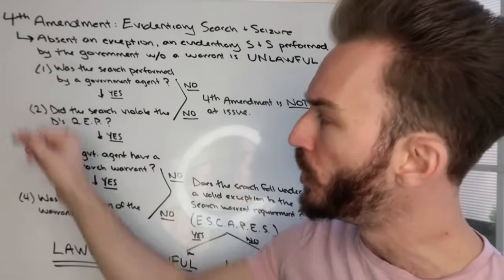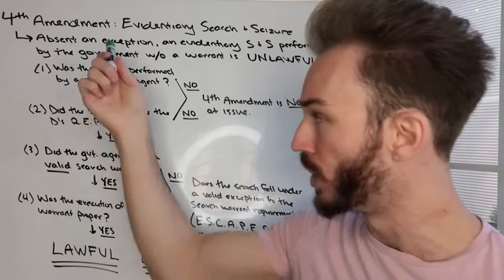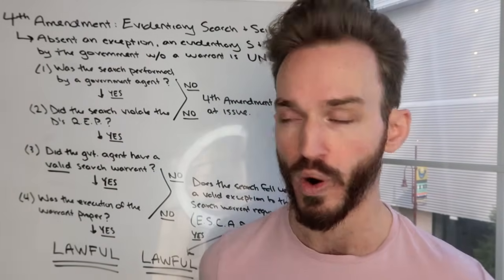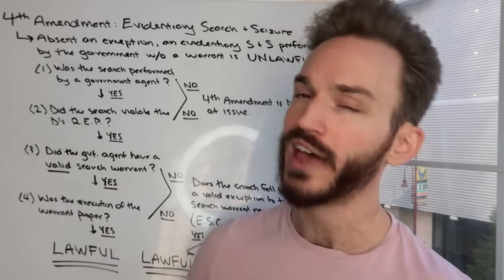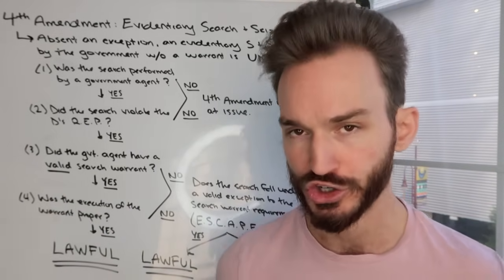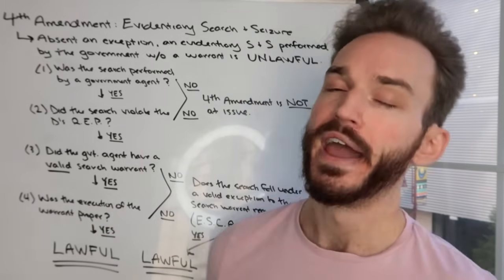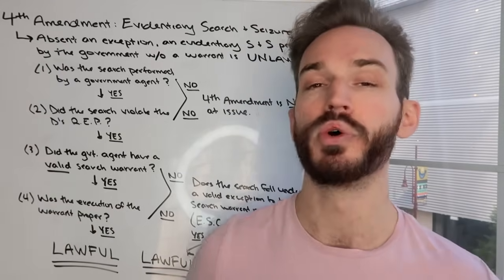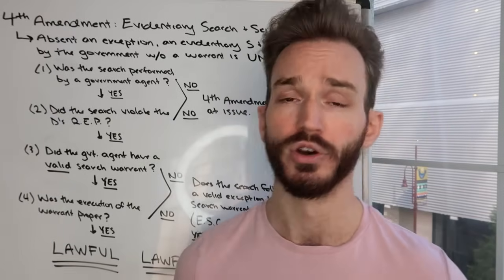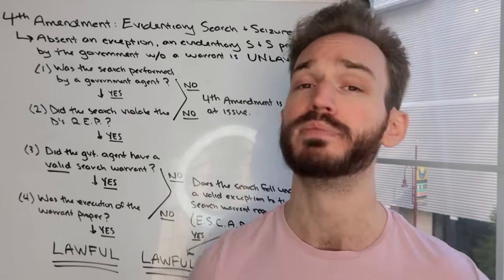But if your answer to both of these questions is yes, as it's drawn up here on the board, you can move on to number 3, this warrant requirement. You need to decide whether the government agent had a valid search warrant. This should be very straightforward, right? The fact pattern is going to tell you whether or not that law enforcement officer had a warrant or did not have a warrant. That's going to be given to you.